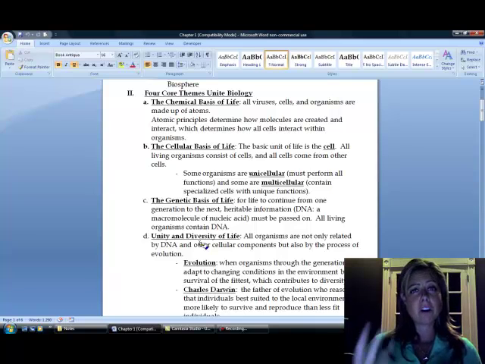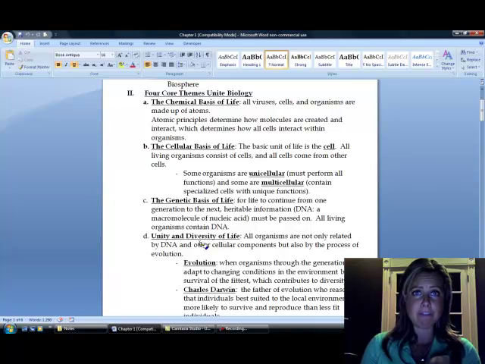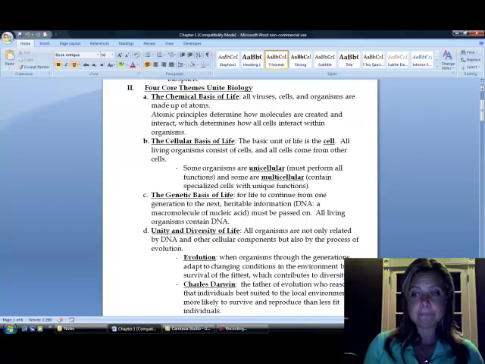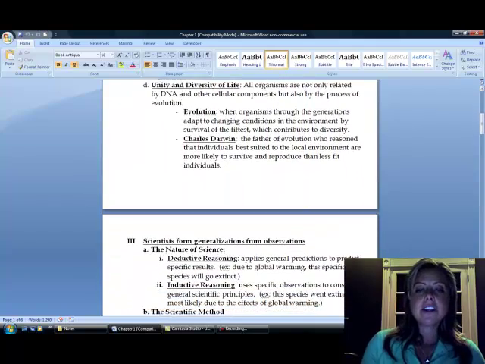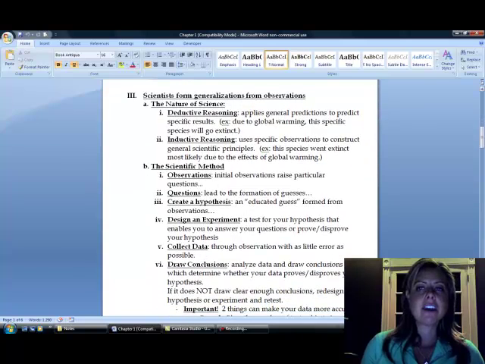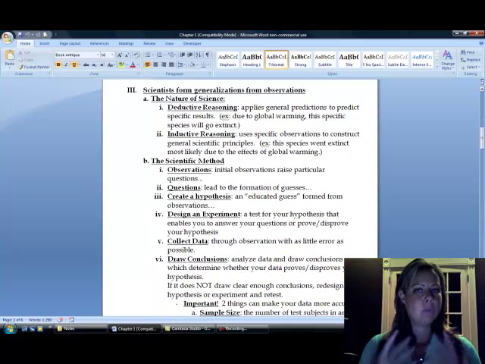Those are the 4 key themes that unite biology. Chemical basis of life, meaning we're all made of atoms. Cellular, we're all made of cells. Genetic, we all have DNA. And the unity and diversity of life means we've all evolved at some point in time. Okay, the next little part here is talking about how science works.